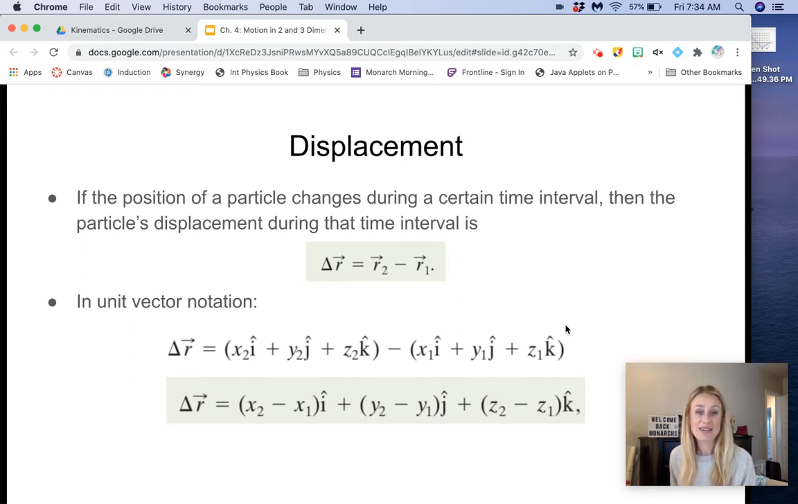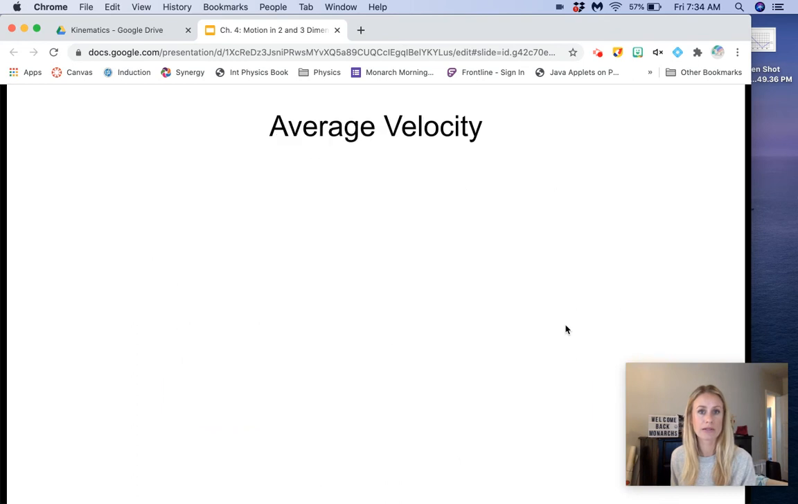Again, don't let this scare you. I know it looks kind of scary, but it's really not that bad, all right? You know all this stuff already. And then you can also write that just as delta x i hat plus delta y j hat plus delta z k hat.